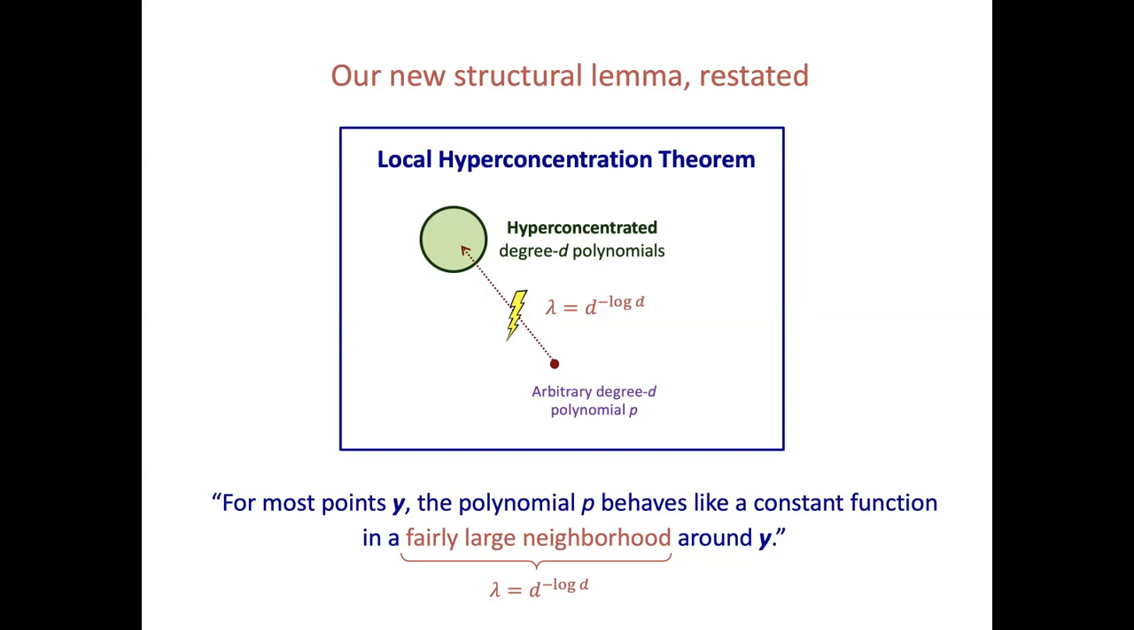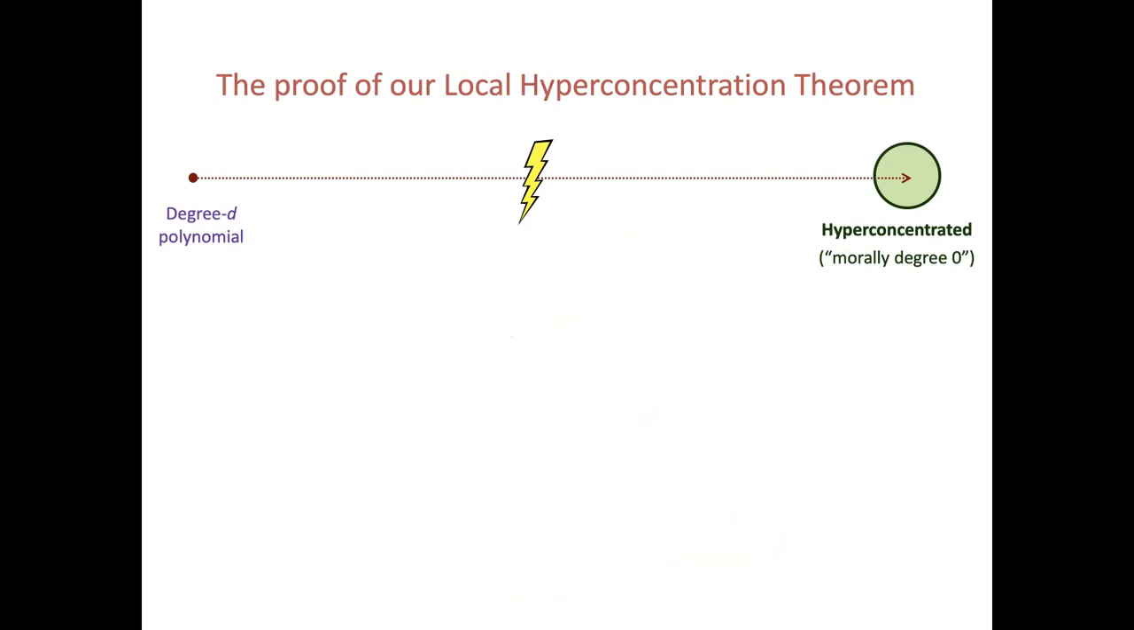So that's our lemma. Let me tell you about how we prove this structural lemma. Again, our structural lemma, our local hyperconcentration theorem, says that any degree D polynomial P under a random restriction becomes hyperconcentrated or morally constant or morally degree 0 with high probability. So how do we prove such a statement?